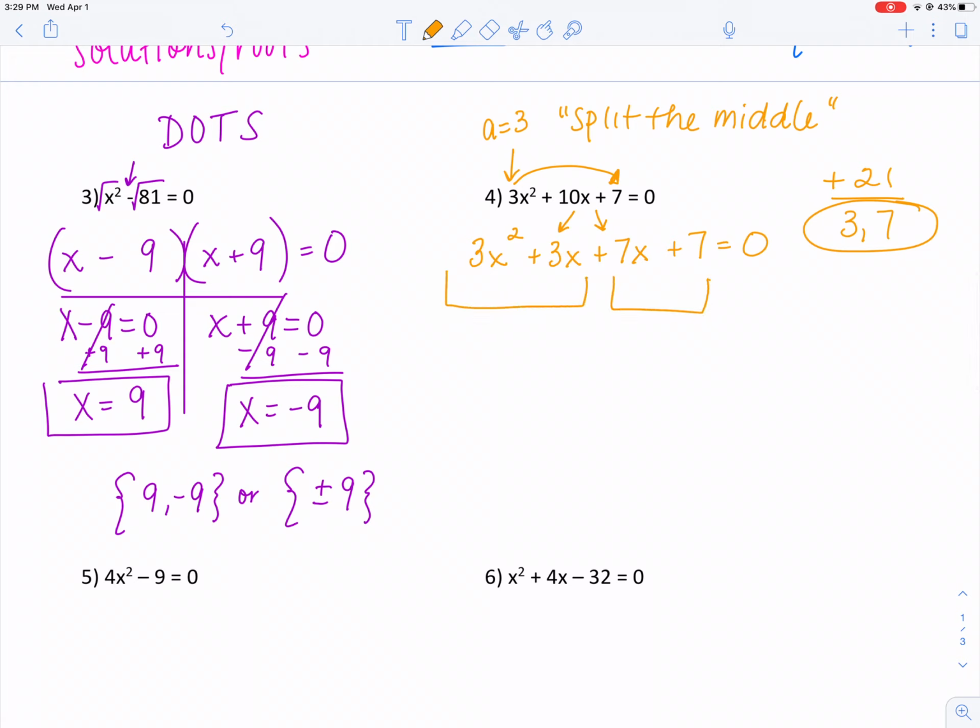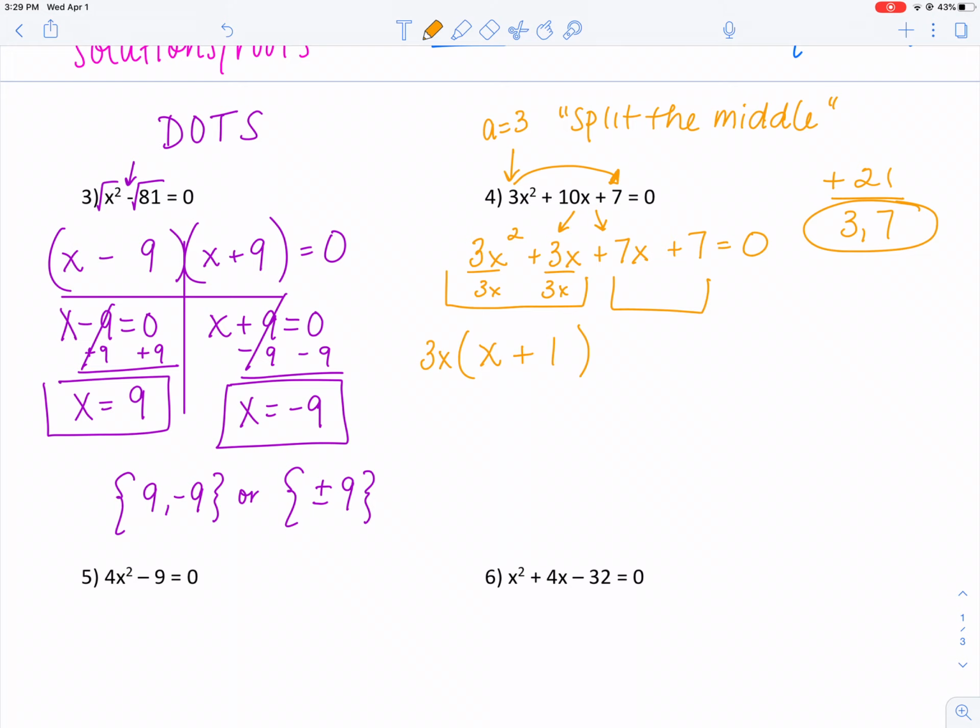Group. I purposely put the 3 with the 3 and the 7 with the 7. It makes life easier. The GCF of the first two is 3x. Okay, so I'm going to divide each of these by that GCF, and the 3's divide out. I get x plus 1. Anything divided by itself is 1.